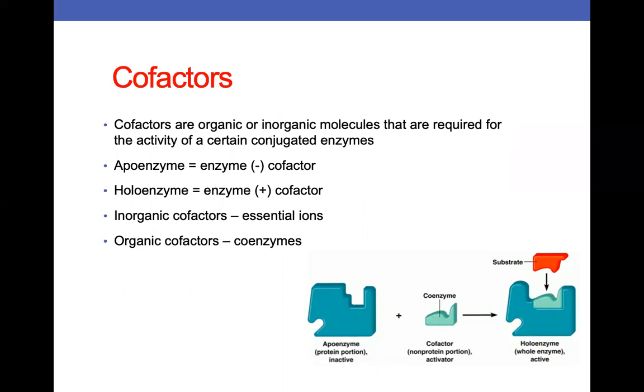If the enzyme has the cofactor, I call it holo enzyme. And if the enzyme doesn't have the cofactor, I call it apo enzyme. Does that make more sense? Holo enzyme, yeah. And that's the active form.